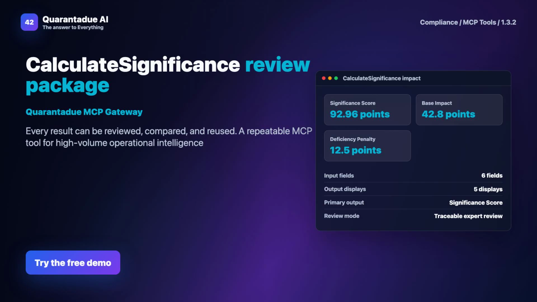Calculate significance returns structured outputs such as significance score, base impact, deficiency penalty, risk level, and significance score buildup. These outputs are designed to support review, reporting, comparison, and follow-up actions. The value of calculate significance is not just automation. It is a controlled way to turn repeated compliance work into a documented business process with clear inputs, transparent logic, and reusable outputs.